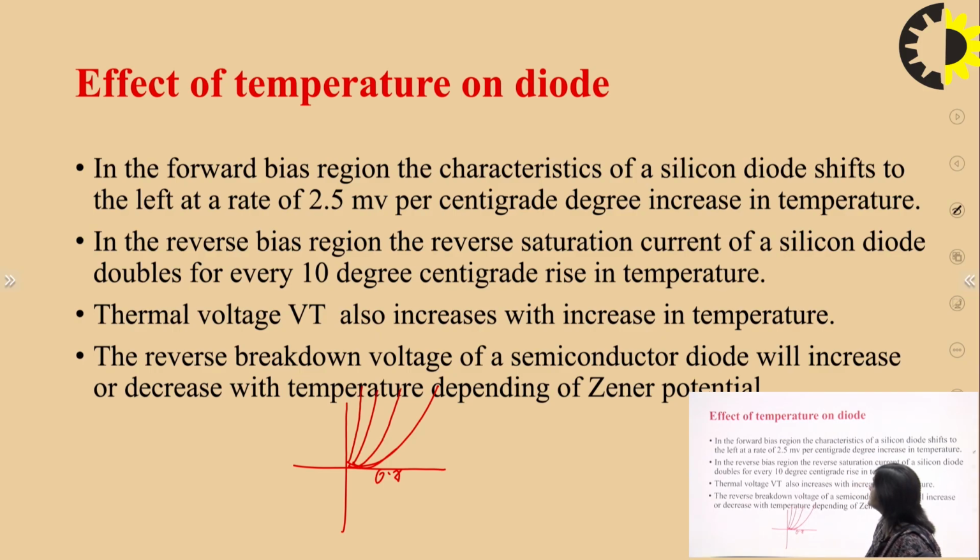So the decreasing rate is 2.5 millivolt per centigrade degree. And in the reverse bias region, the reverse saturation current of the silicon diode doubles for every 10 degree centigrade rise in temperature. This is the reverse saturation current, which depends upon the temperature, and for every 10 degree centigrade rise, it becomes double.